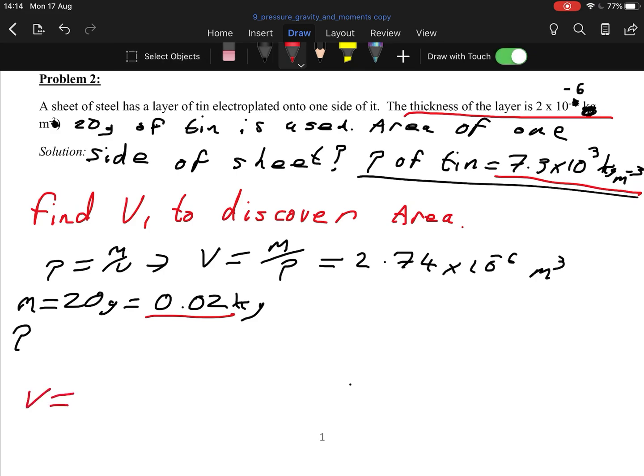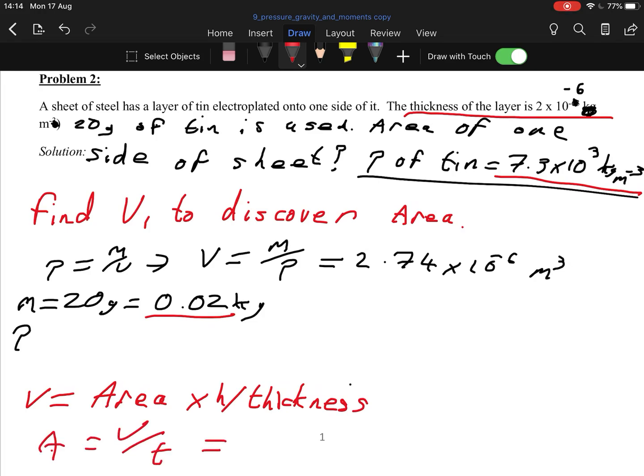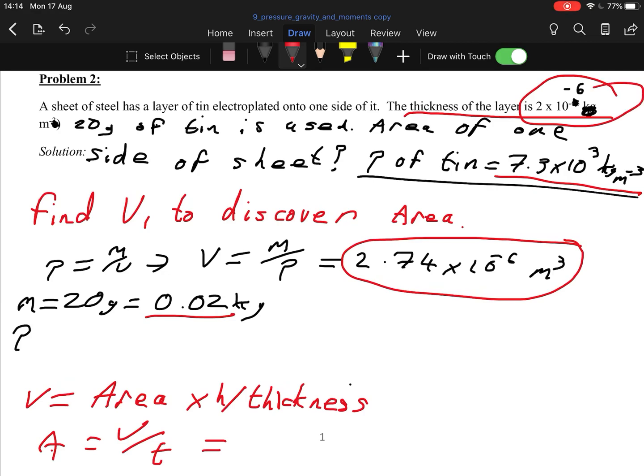Volume equals area times height, or thickness. So therefore area is equal to volume over thickness, and we found the volume to be 2.74 by 10 to the minus 6, and we have the thickness as 2 by 10 to the minus 6. So therefore the area should be 1.37 meters squared. And there you go.